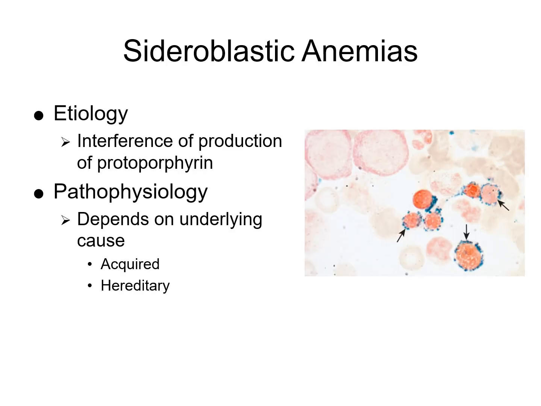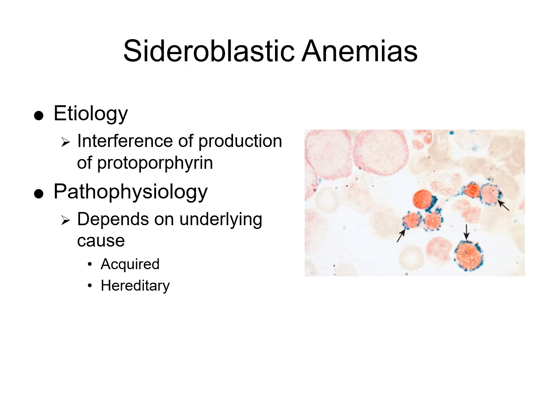For sideroblastic anemia, these are caused by interference in the production of protoporphyrin, which is an essential component of heme synthesis. This disruption leads to defective incorporation of iron into heme. For the pathophysiology, this varies depending on the underlying cause. So you can have acquired forms. This is going to be due to toxins, drugs, and nutritional deficiencies like vitamin B6, alcohol, and myelodysplastic syndromes. These are often reversible if the cause is removed.